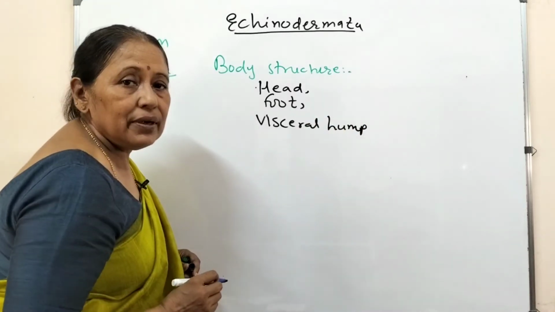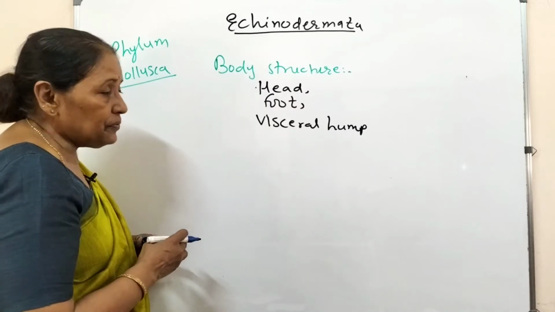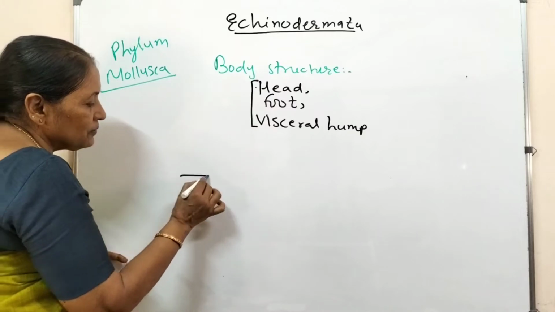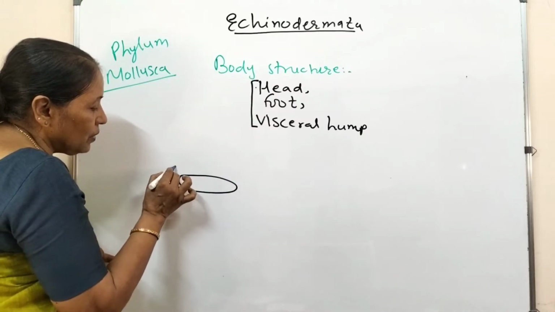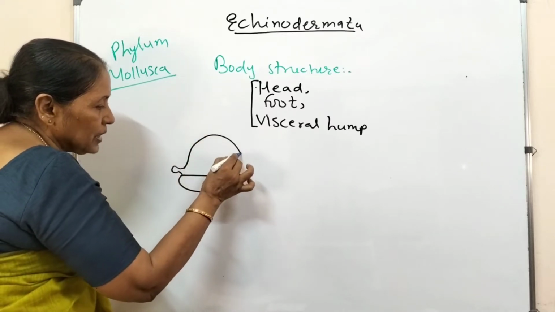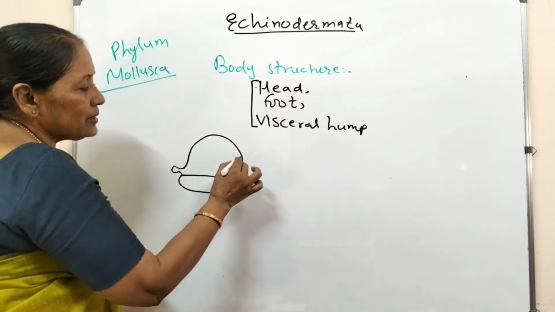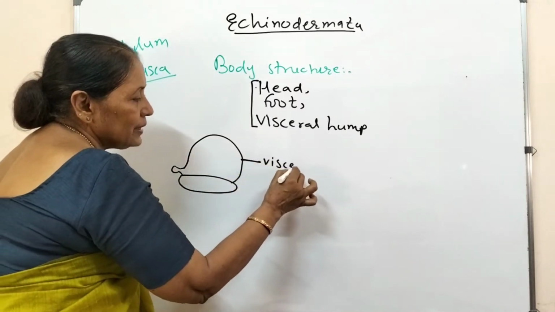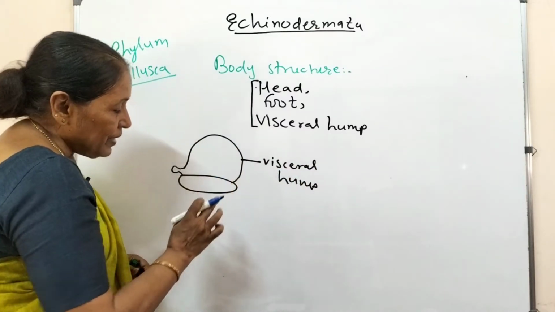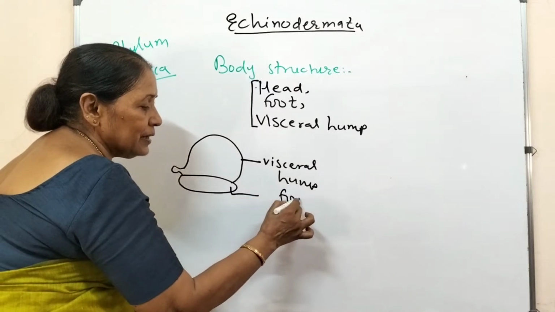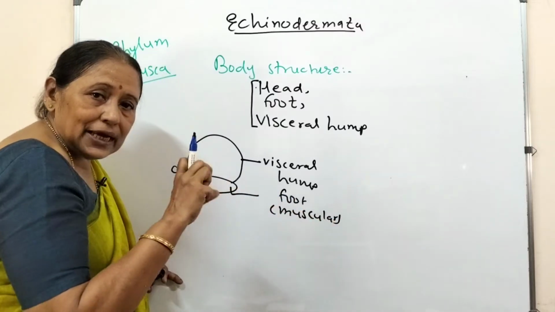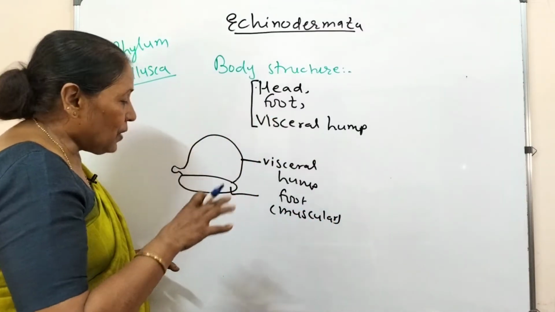Like a camel, it is having a hump. There is a shell that we will discuss afterwards. First, these are its body parts. If this is the foot and this is the organism, and it is having a large hump, its viscera, this is the visceral hump. You can see the large hump over here. This is the foot. It is muscular, because with the help of the foot only it is going to walk around.